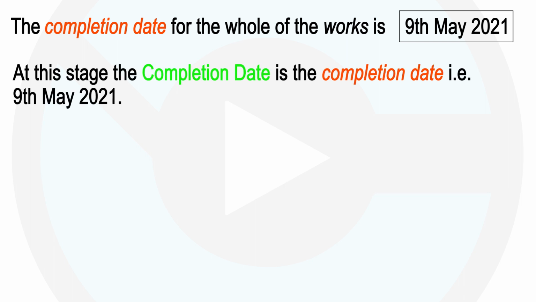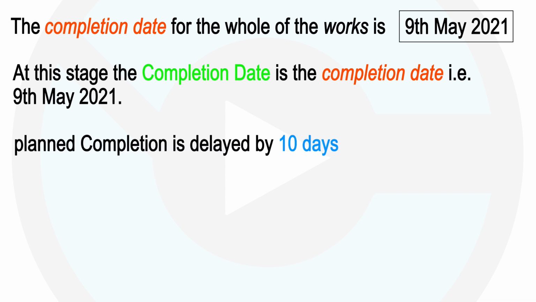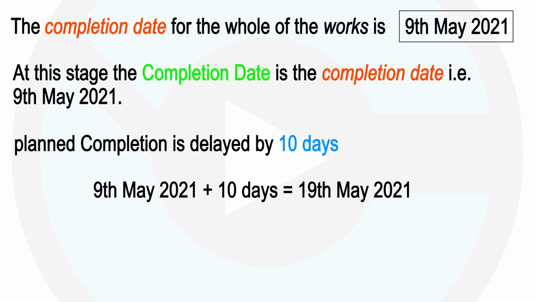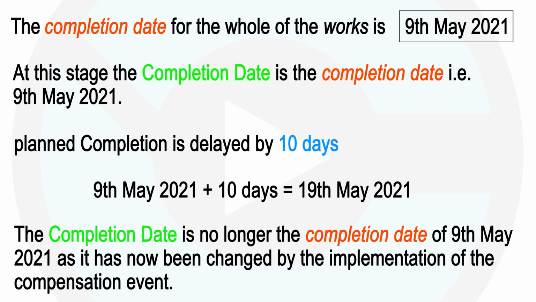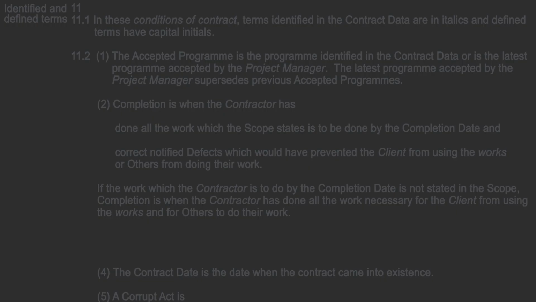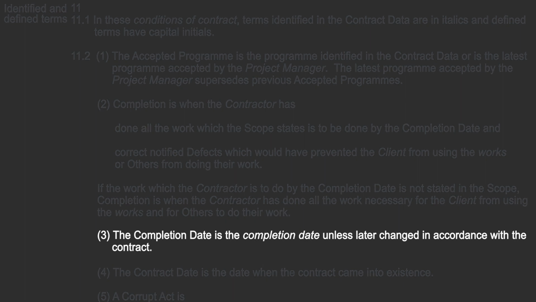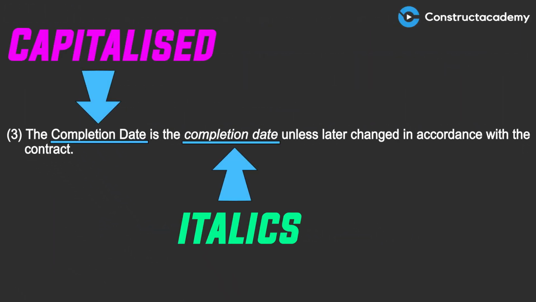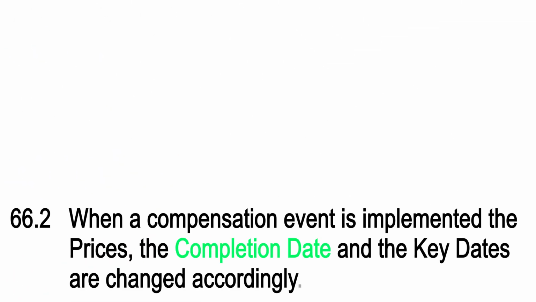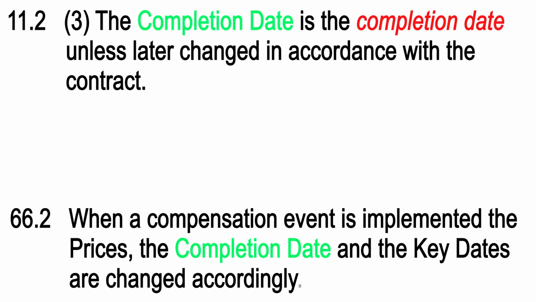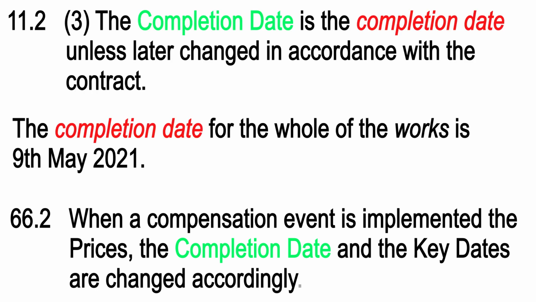So let's say at the start of a contract, the completion date is the 9th of May 2021. During the project, a compensation event occurs that causes planned completion to be delayed by 10 days. When that compensation event is implemented, the completion date is adjusted, and it would then be the 19th of May 2021. So let's have a look at the definition again. The completion date is the completion date unless later changed in accordance with the contract. The mechanism for changing the completion date is in core clause 66, which is the implementation of a compensation event. This is an example of the clauses not being cross-referenced. You need to understand how the clauses interrelate.